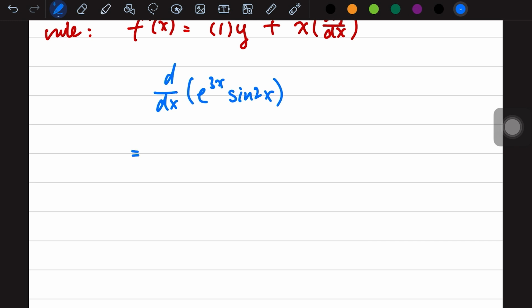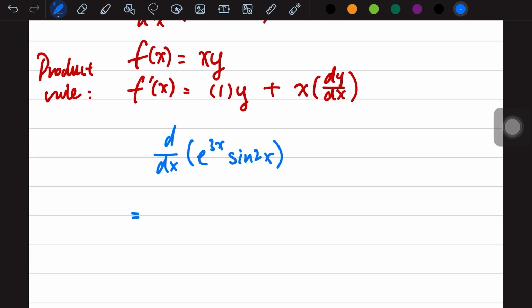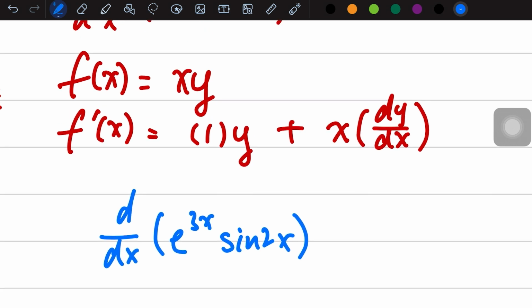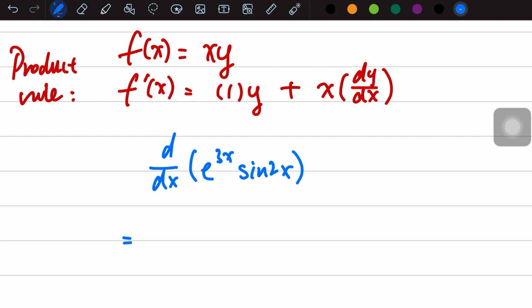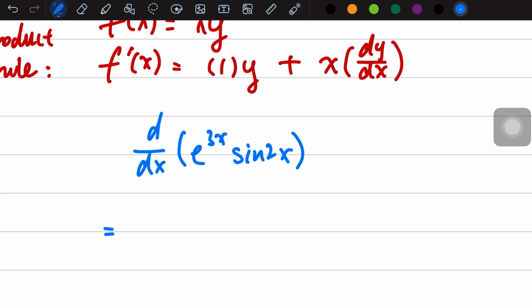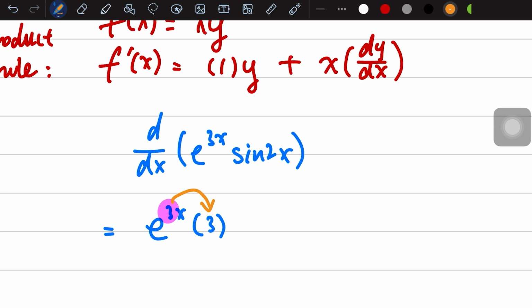Okay, now for the first component, we're going to find the derivative of the first component. So what's the derivative of the first component? Of course, it's going to be, wait, this 3 to 3, right? You need to find the derivative of the power too.